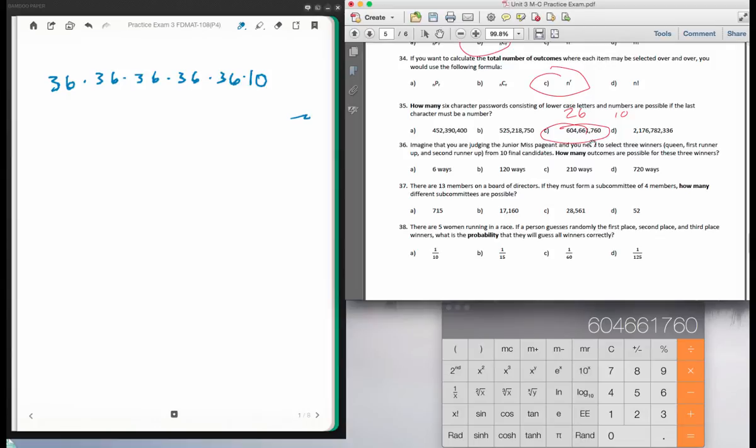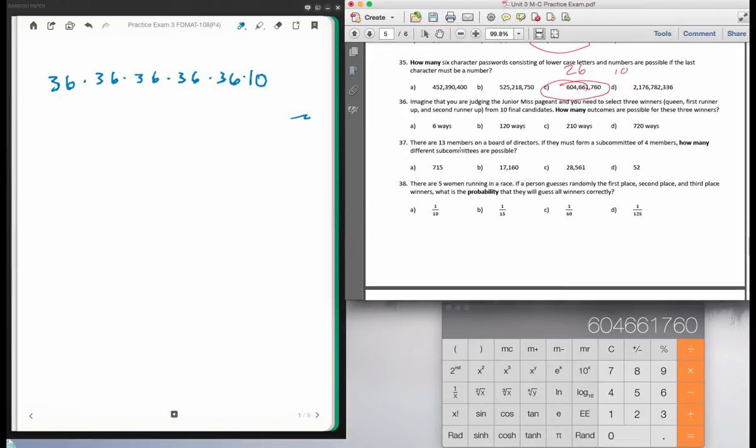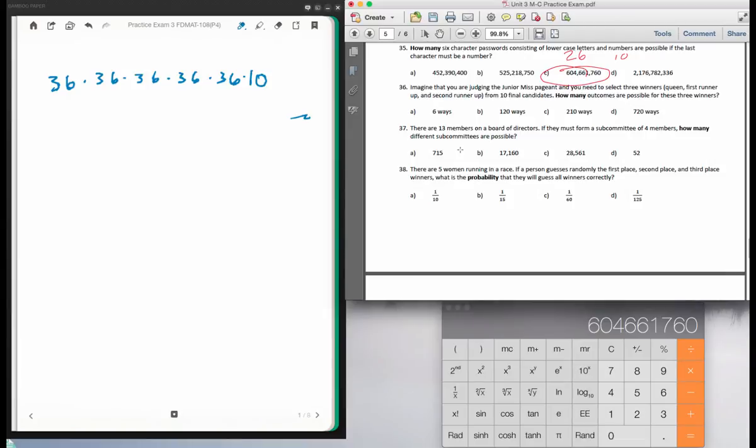Imagine that you're judging a Miss Junior pageant and you need to select 3 winners, a queen, first runner-up, and second runner-up, from 10 final candidates. Okay, so in this one order matters, because it would be a different outcome if you had a different queen. Let's say they all have equal probability, so we're just looking at the number of permutations in this case because order matters.